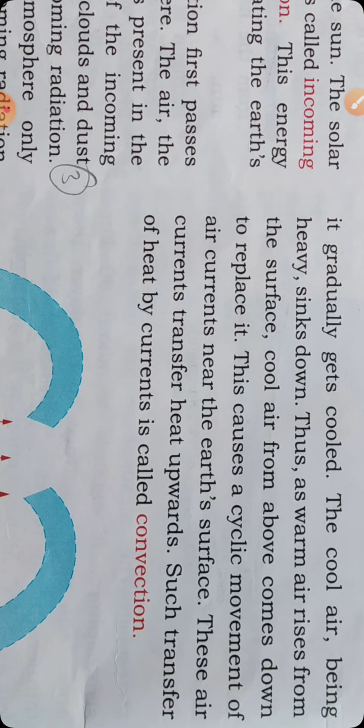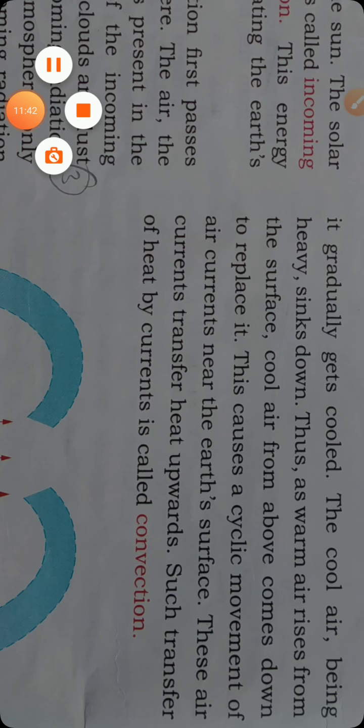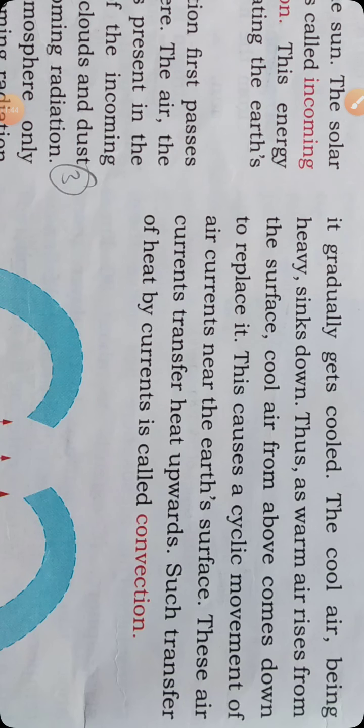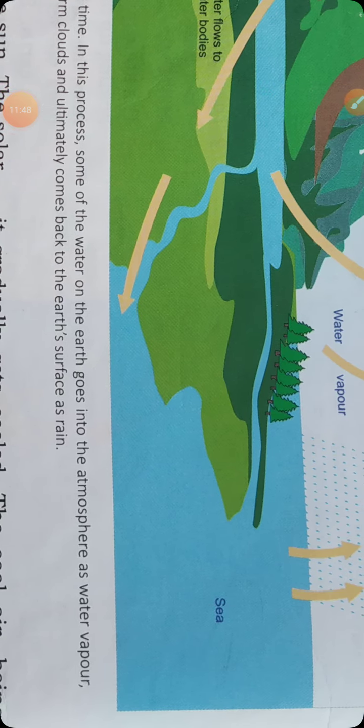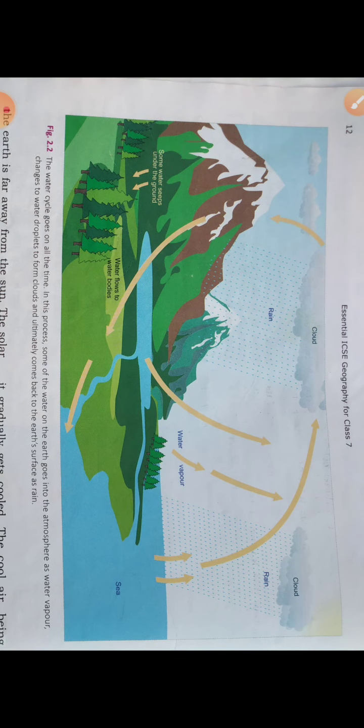So when it is transferring without touching, then it is convection. When heat is transferring by touching, it is known as conduction. We have seen before what conduction is. Okay. So now we are showing you this diagram, the water cycle. It is one of the important diagrams. So this diagram you can note down in your notebook, and the layers of the atmosphere also you can draw in your geography notebook, all of you.